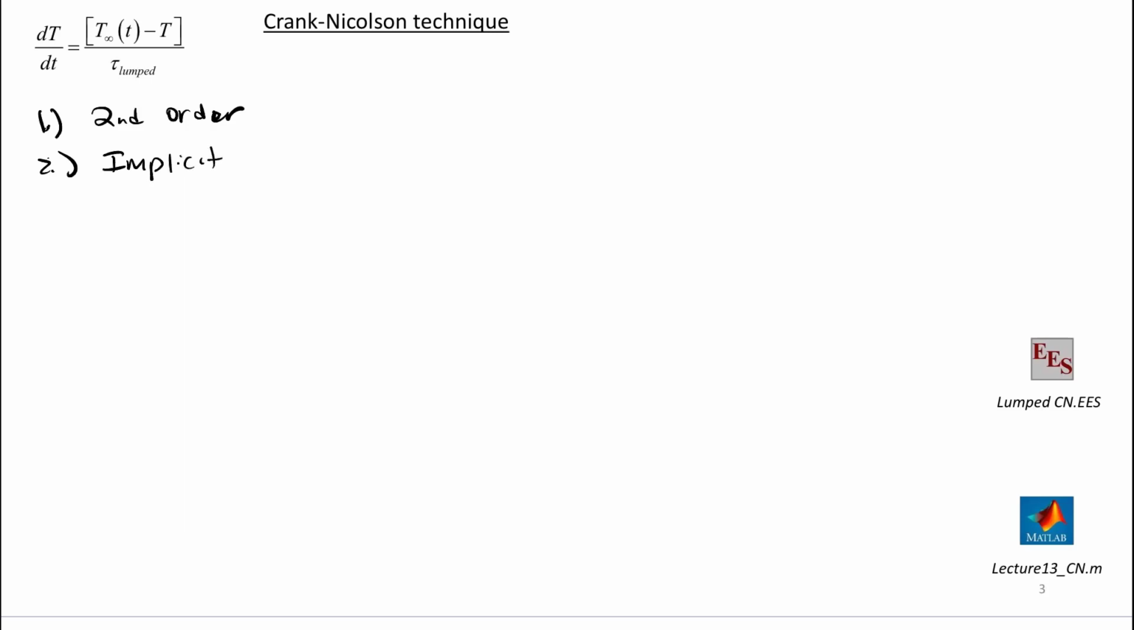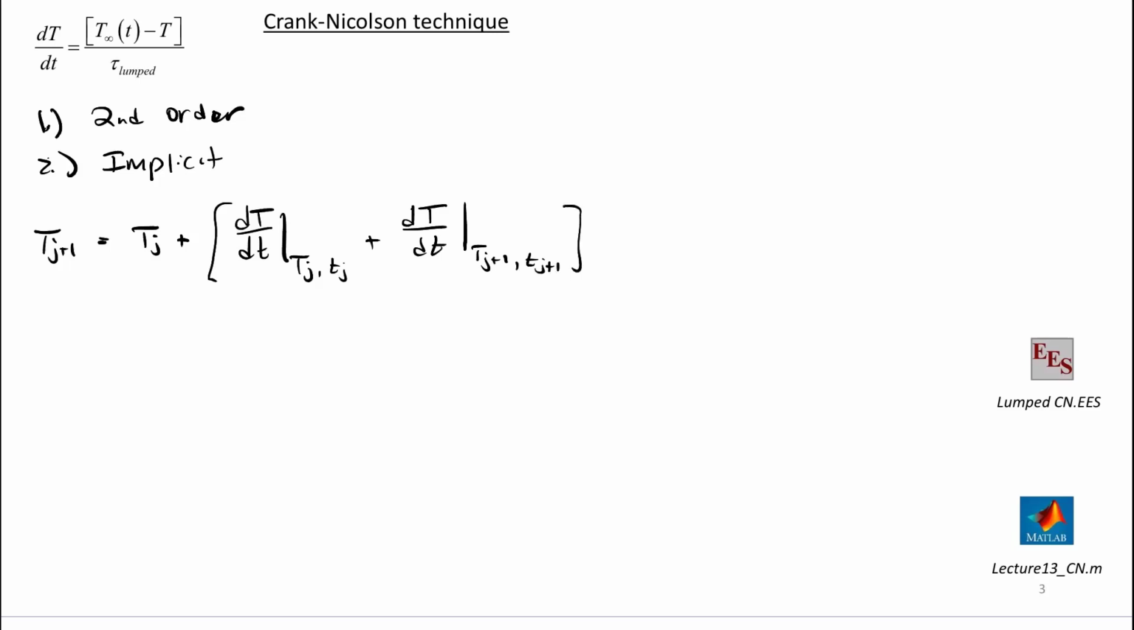Okay, we just talked about a first order implicit method. Now this is a second order implicit method. So what is the method? Well, if we're going to predict Tj plus 1, that's going to be Tj plus the quantity, the derivative with respect to time at Tj and time j, plus the derivative with respect to time evaluated at Tj plus 1, time j plus 1. And then the average of that, so delta t over 2.